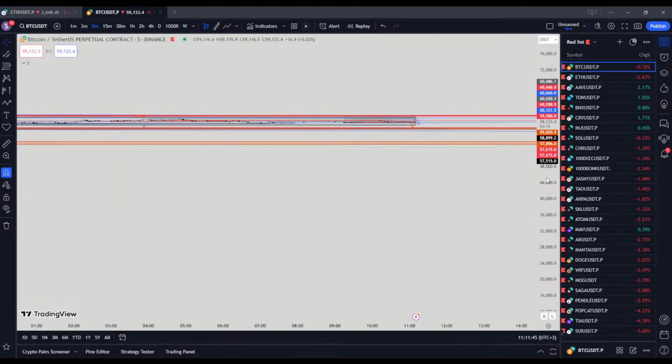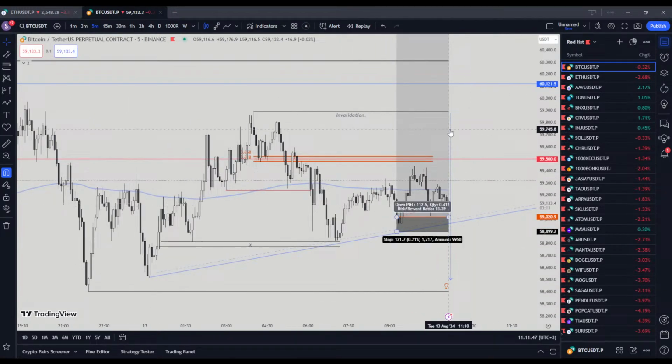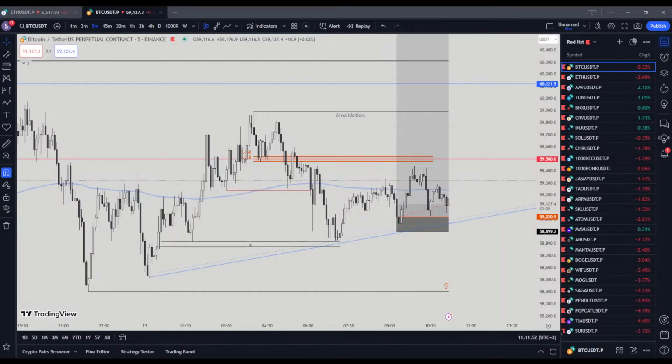This trade is turning into a swing trade.